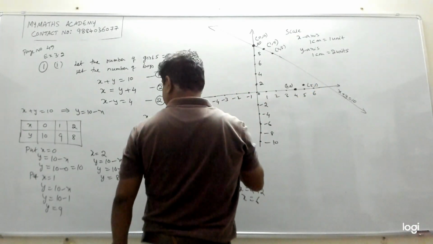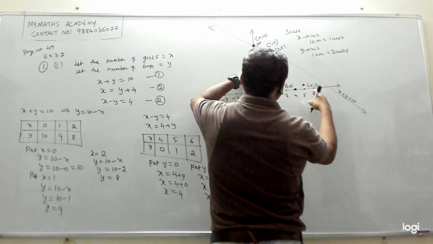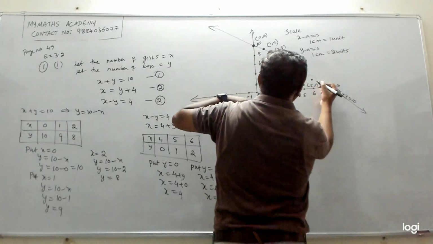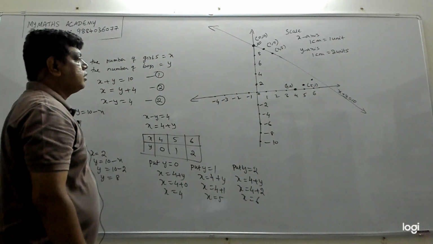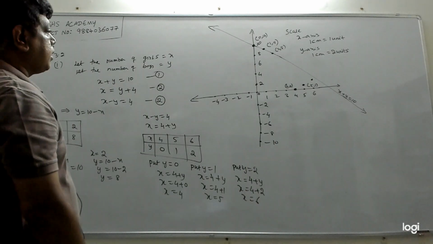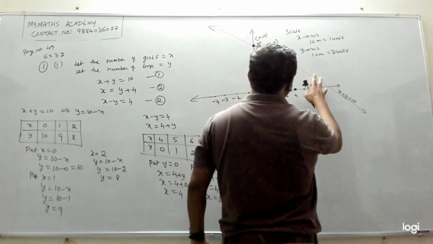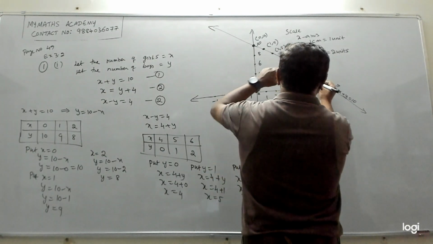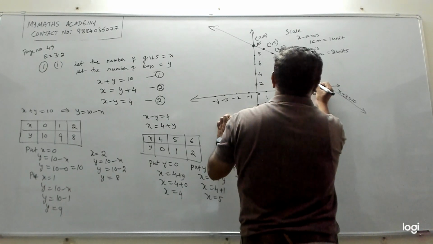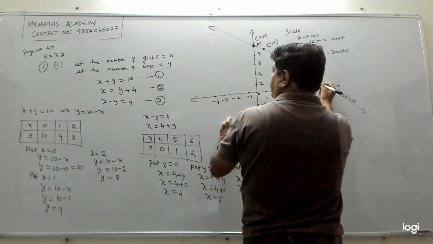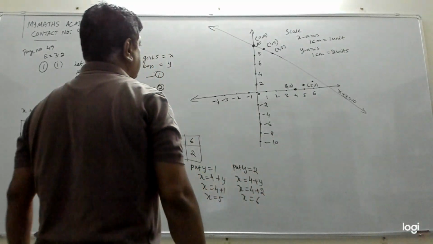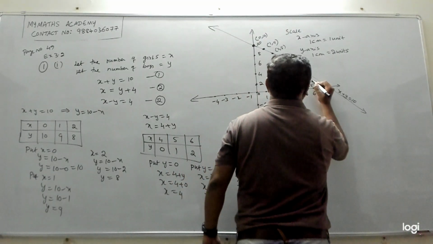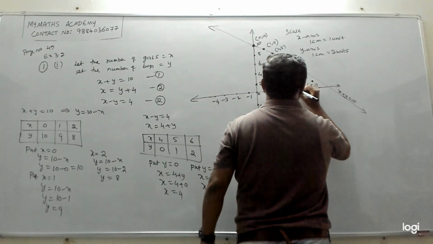The next one is 6 comma 2. 6 is here, your 2 is here. So 6 comma 2 will come somewhere here. This is 2, this is 6. Right? So join this. This point is 6 comma 2. So join these three.